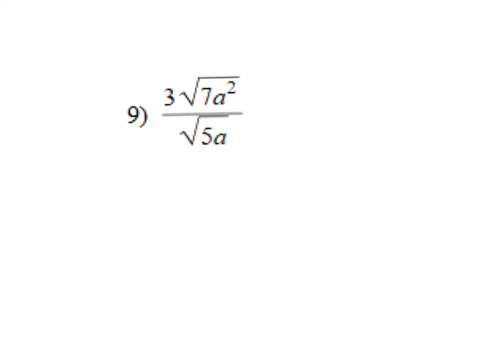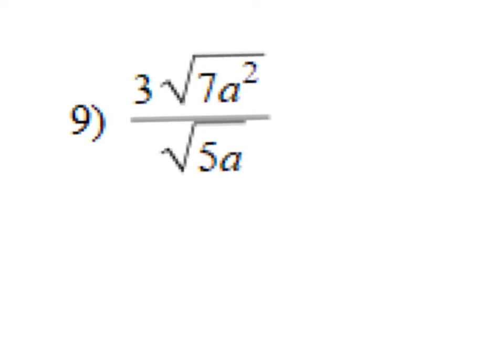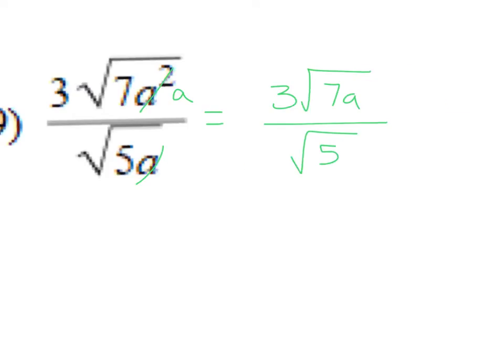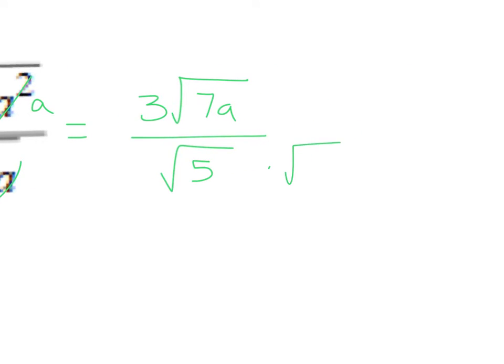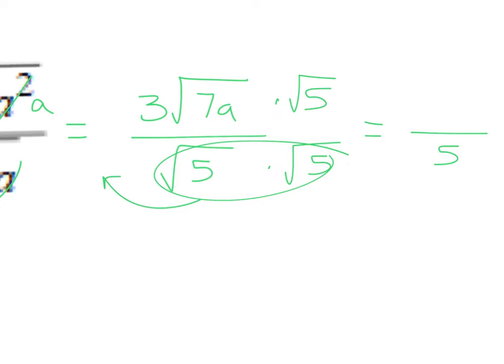Okay, next problem here, number 9. So again, I'm going to go ahead and reduce my a's on the inside here and take this to an a, and this a's gone. So right now I've got 3 radical of 7a on top, and on the bottom I just have the square root of 5. Okay, so now I'm going to multiply by the square root of 5 on top and bottom here. These are going to pair up and move out. So I have a 5 on the bottom.